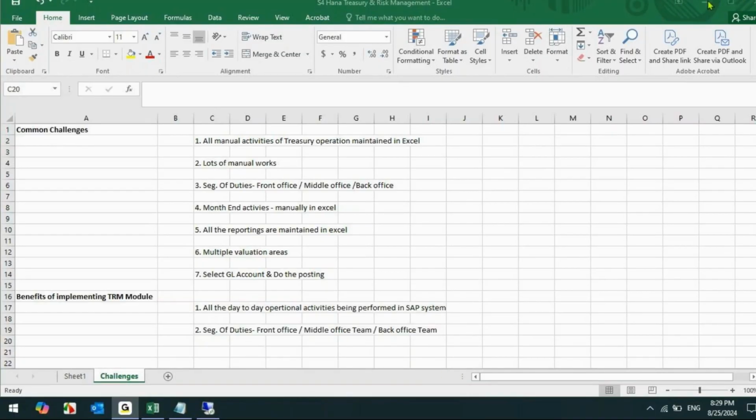Can you all see my screen, right? Yes, sir. My screen is visible to you, okay. So what are the activities being performed? Like the middle office team will be performing the activity called scrutinizing what is being created by the front office team.